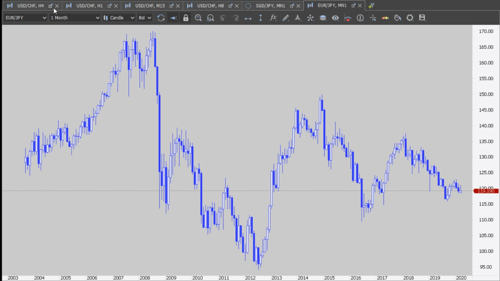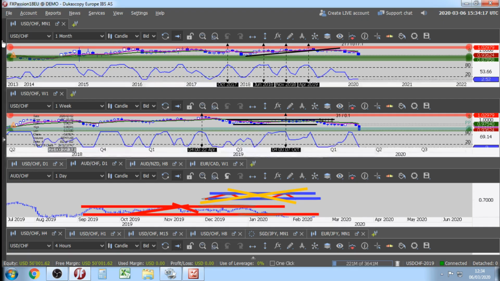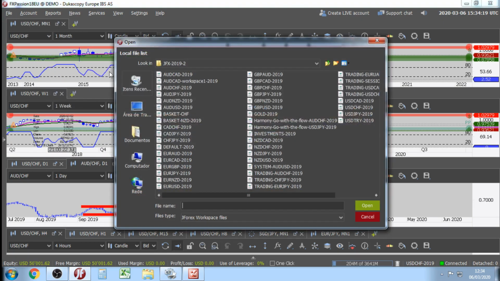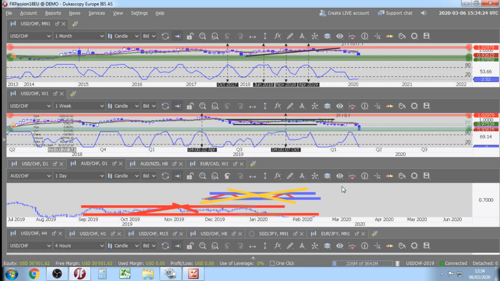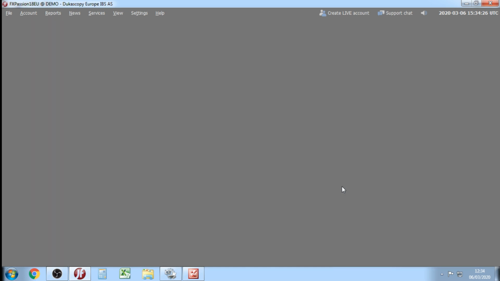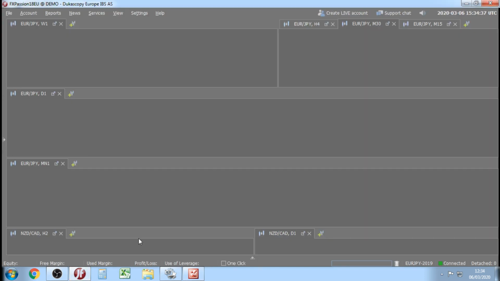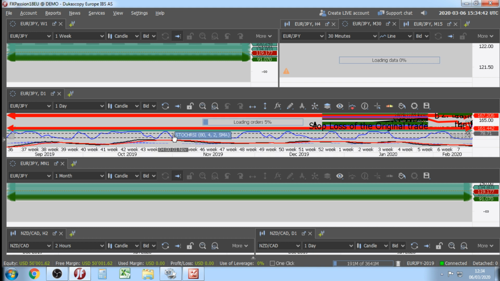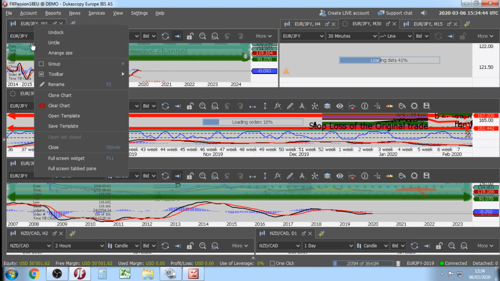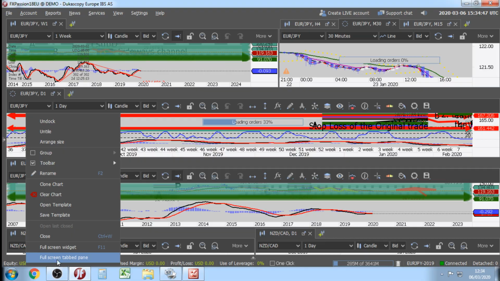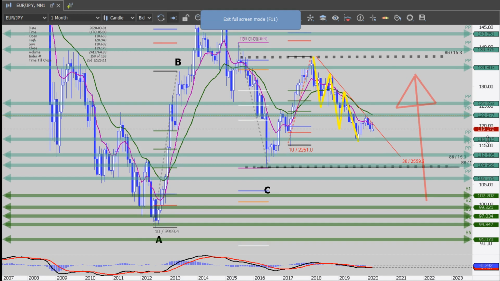Okay, now let's exit full screen. Let's open the real chart. What do you say? Time to shine. Let's open the real chart with the Fibonaccis and everything. The Forex market, everybody, until proven different, is the most liquid market in the world, right? Euro JPY monthly chart first. This is Euro JPY.